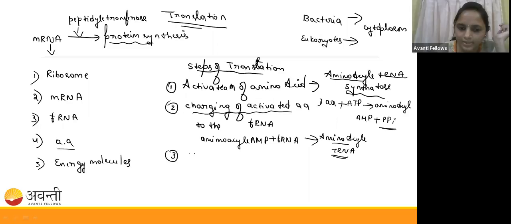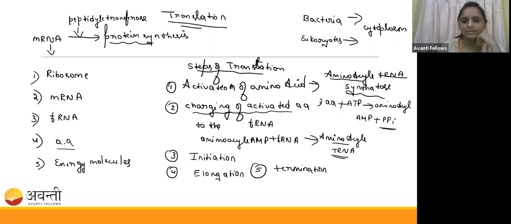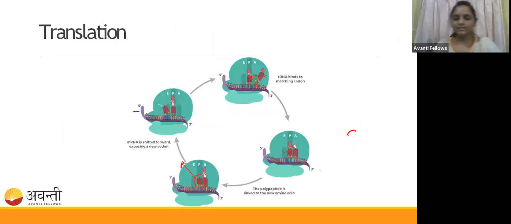The third step is the initiation, right? The fourth step is the elongation. And the fifth step is the termination. Now let us see what happens during the initiation.